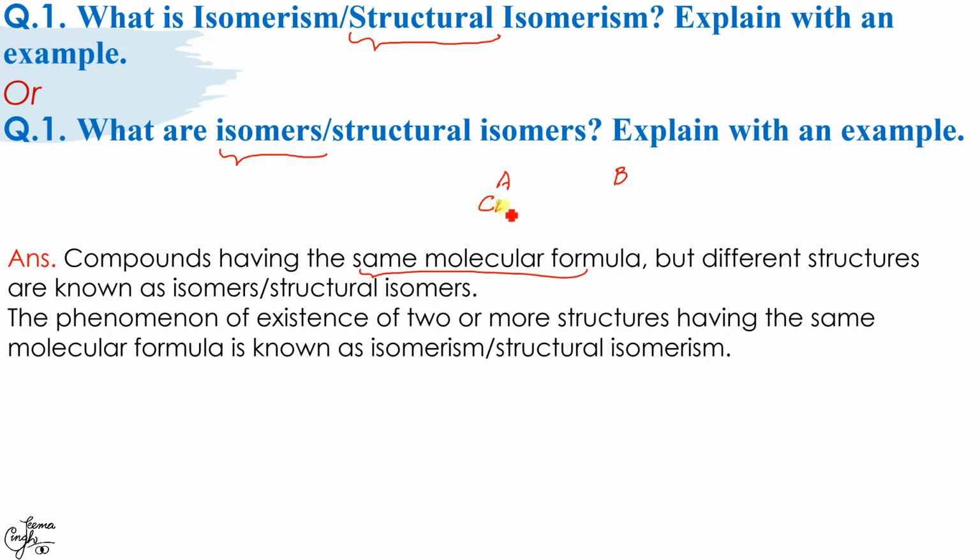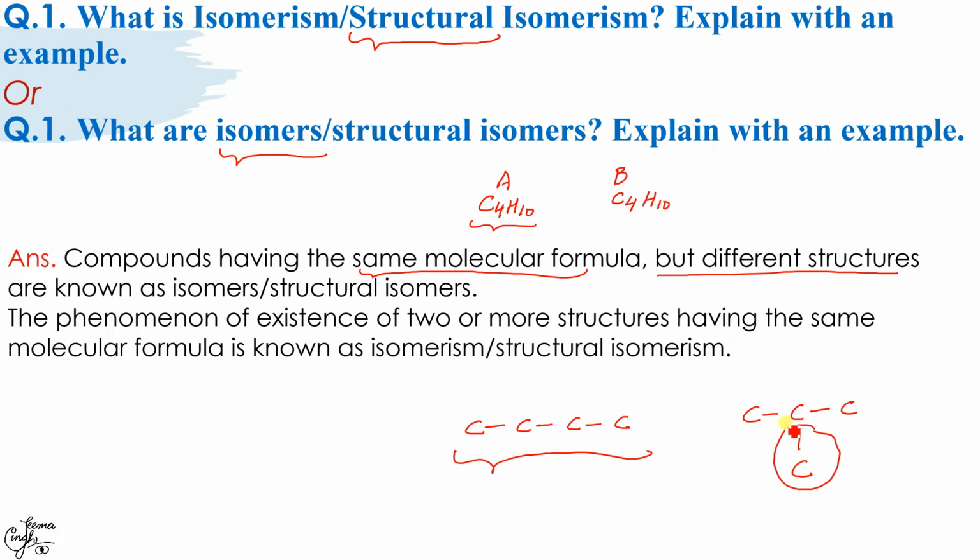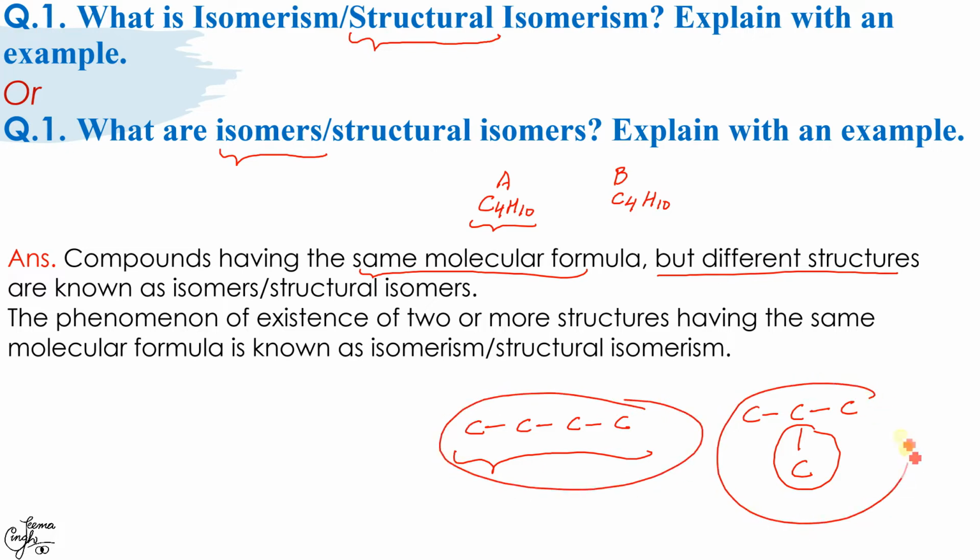Let's say C4H10. B also has the same molecular formula C4H10, but they differ in their structures. That means the way the atoms are bonded. For example, let's say in A, we have carbon bonded like this, and in B, the carbons are bonded, let's say, like this. Now there is a branch here and this is a straight chain. I'm going to tell about what chains and branches are a little while from now. Look at this: the way atoms are arranged is different. So they have different structures but the same molecular formula.